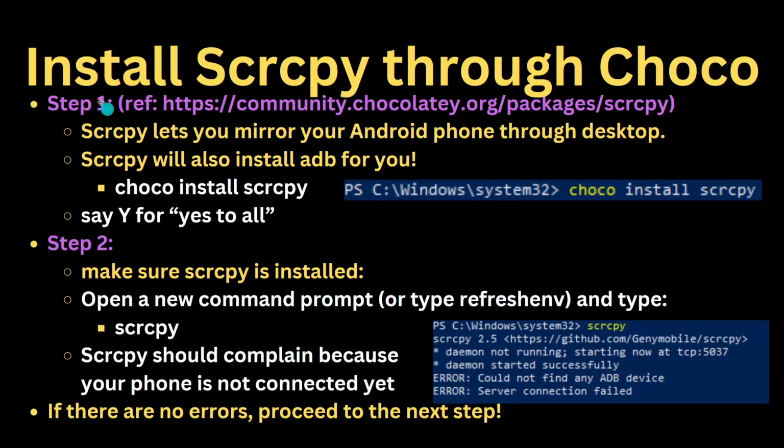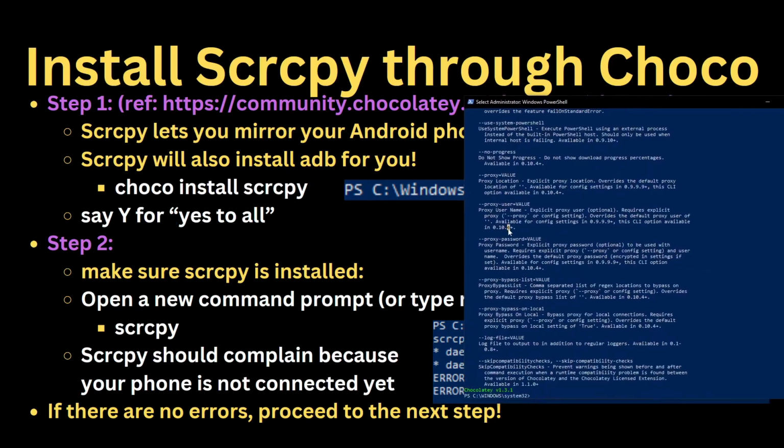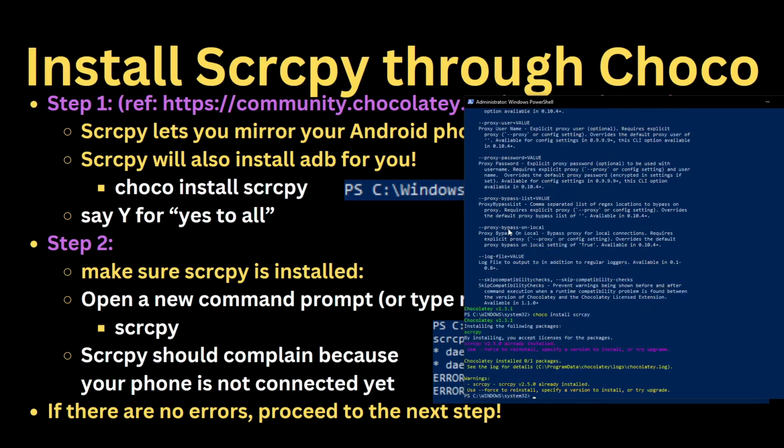Okay, now it's time to install scrcpy through Choco. So here's the reference, just the scrcpy package on Chocolatey. scrcpy lets you mirror your Android phone on your desktop. scrcpy will also install ADB for you. And ADB is just Android Debug Bridge. All it does is let your computer talk to your Android phone. Now we're going to say choco install scrcpy and then say Y for yes to all. I'm going to bring up my PowerShell. I'm going to type choco install scrcpy, enter, and as you can see, it's already installed, but for you, it should be installing. Just type capital Y for yes to all.